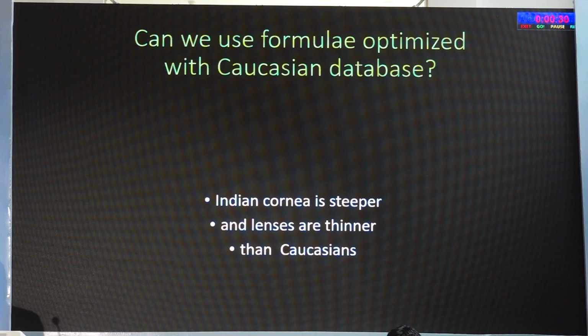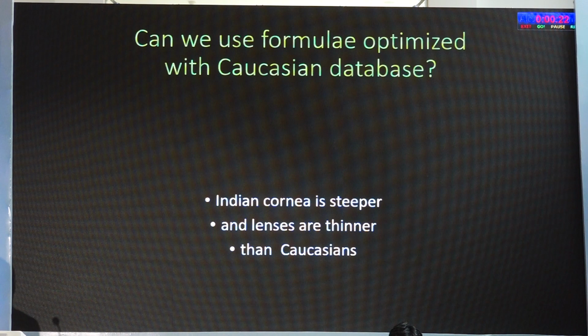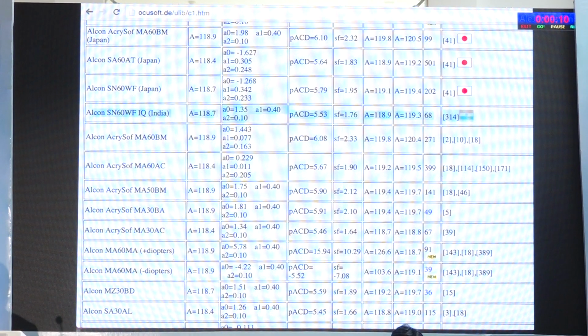Can we Indians use a formula optimized for a Caucasian database or Chinese database? No. Indian corneas are steeper, and our lenses are thinner than Caucasians'. So truly, if we are happy with one particular formula and one particular customized constant, if you're operating on a Chinese patient or a Caucasian patient, we should modify it slightly.